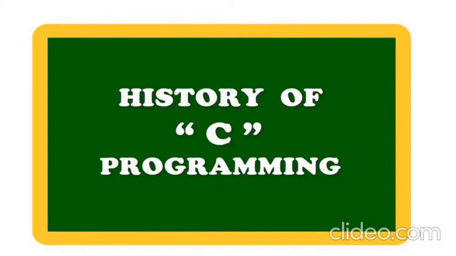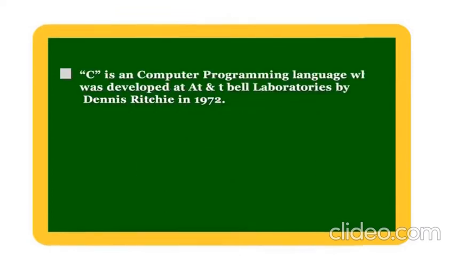In this lesson, I'm going to show you the history of the C programming language. C is a computer programming language which was developed at AT&T Bell Laboratories by Denis Ritchie in 1972.